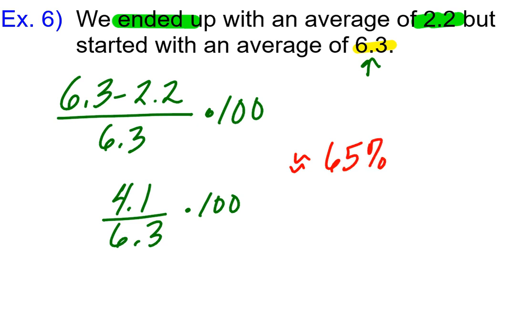And what kind of change is it? It ended up as an average of 2 2/10 and started with the average of 6 3/10. This is a decrease. It's a huge decrease, but it's a decrease. So hopefully by watching this video, you're able to understand the difference between increase and decrease in a percentage, and also how to find that percentage of change.